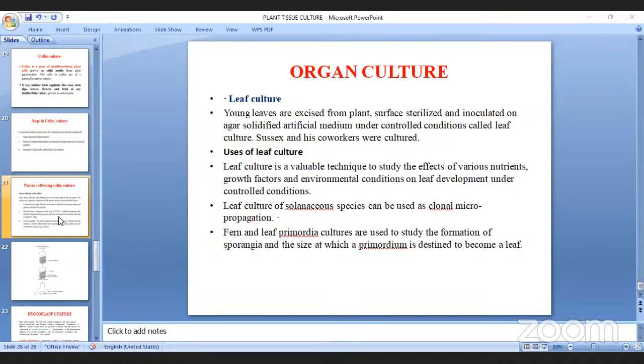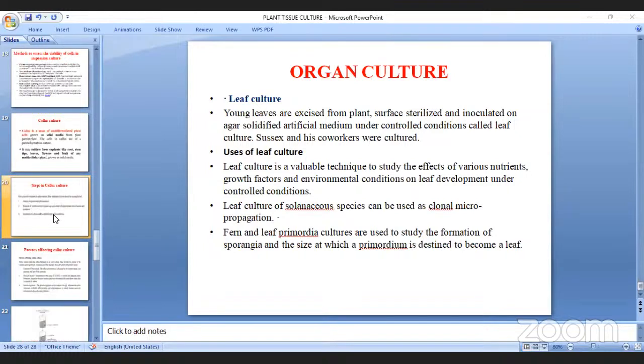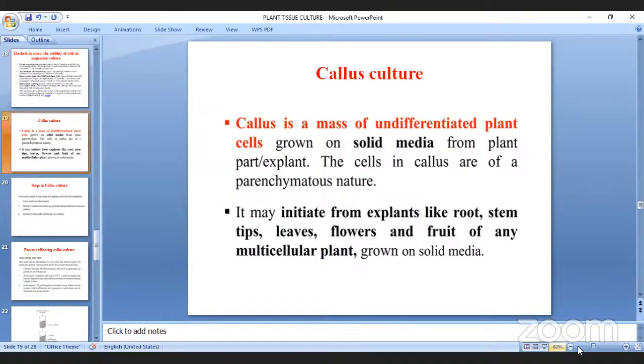Are you able to see this slide? Yes, sir. Right. Is it clear?